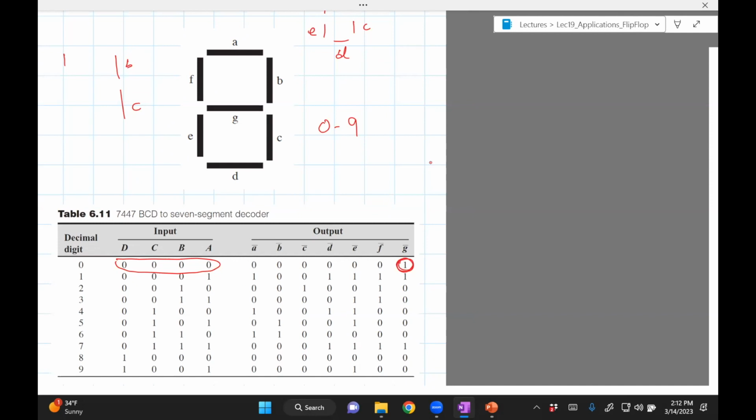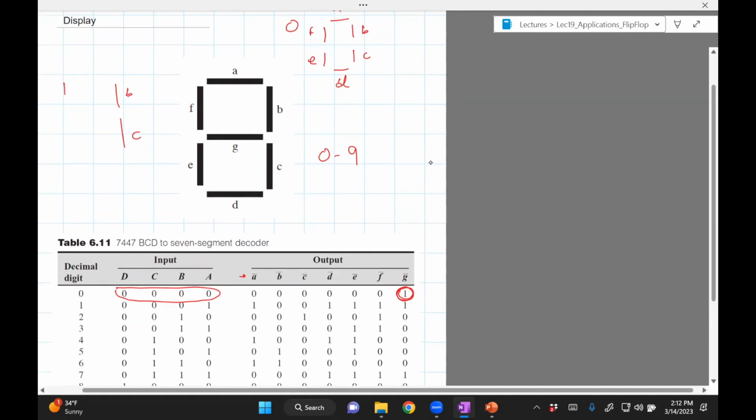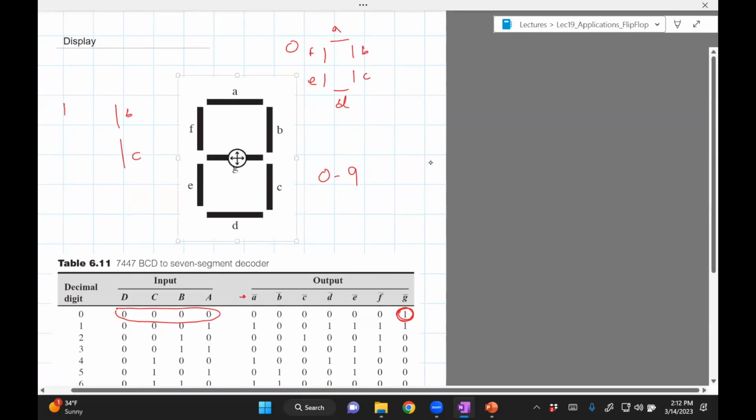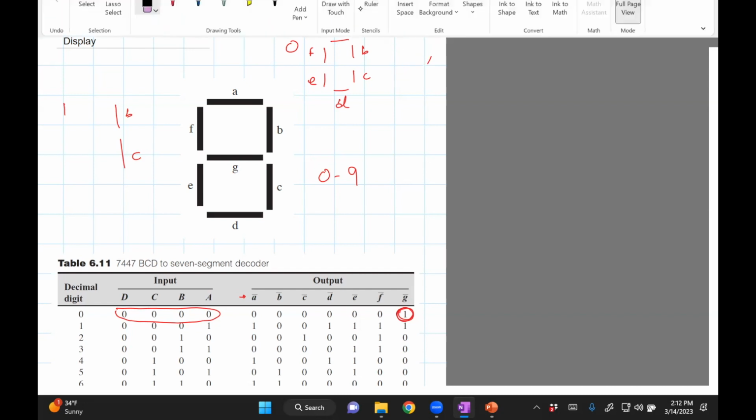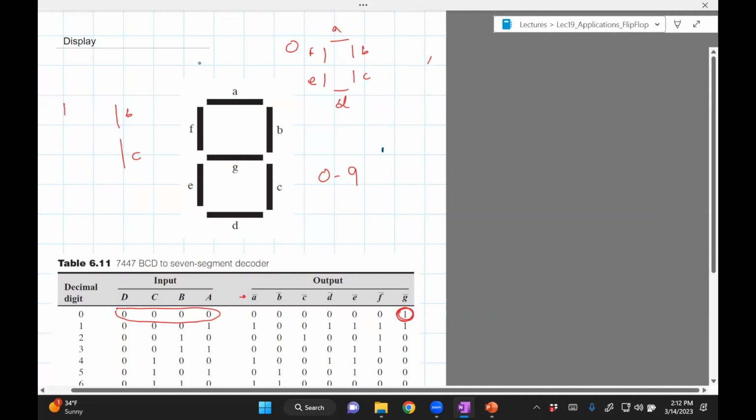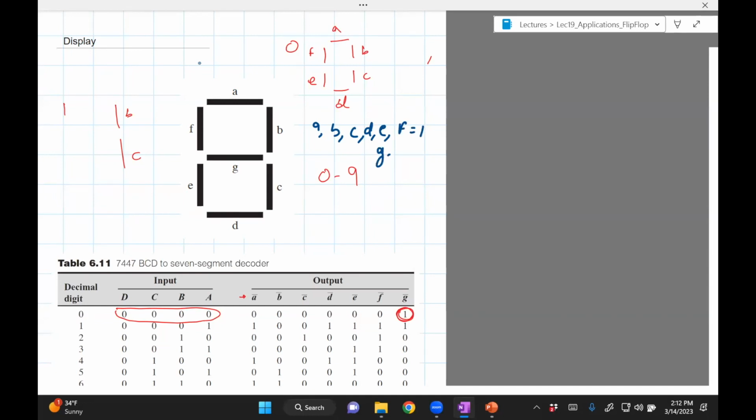Okay, so here's how you interpret this. You can see this is A bar, B bar, C bar, D bar, which means that this is basically the complement of whatever is there. So if you want 0 to be shown, you want everything except G. So A through F should be 1, and G should be 0, right?